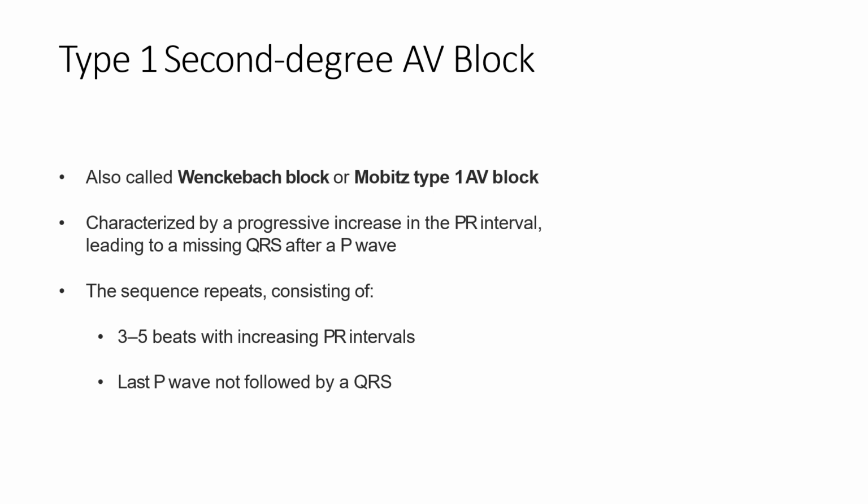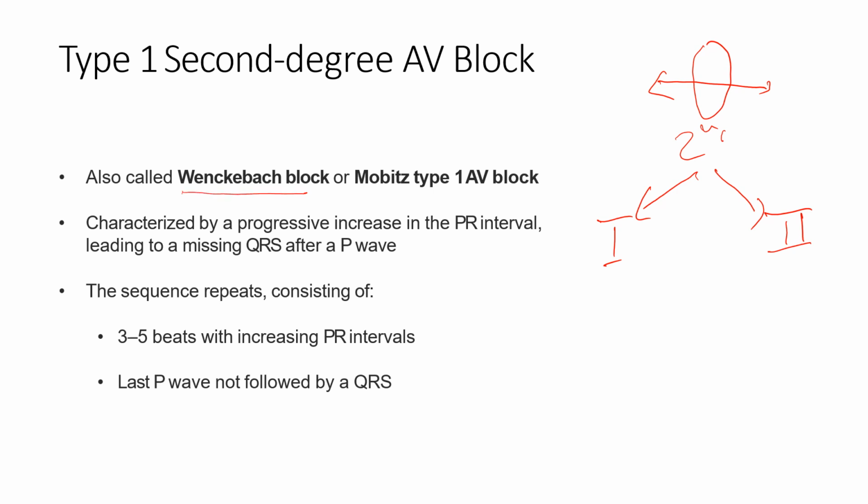Now, when we go to a second degree heart block, the AV node is damaged in the middle of the AV node. The second degree heart block is of two types, type 1 and type 2. Type 1 second degree heart block is also known as the Wenckebach block or the Mobitz type 1 AV block, characterized by a progressive increase in the PR interval leading to a missing QRS after the P wave. The sequence repeats, consisting of 3 to 5 beats with increasing PR interval. The last P wave is not followed by the QRS.